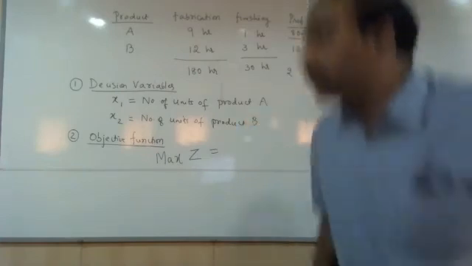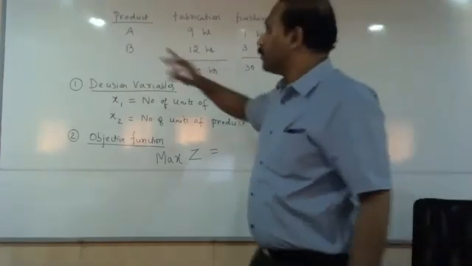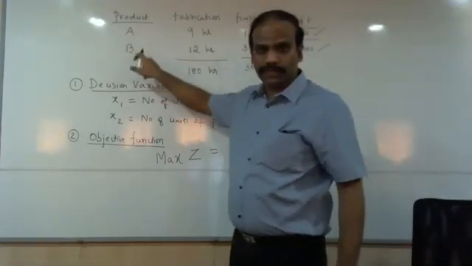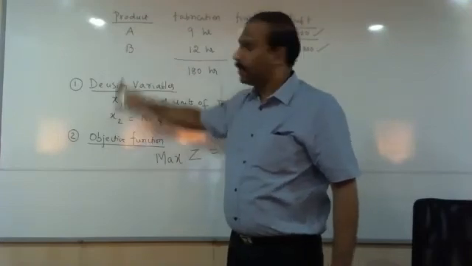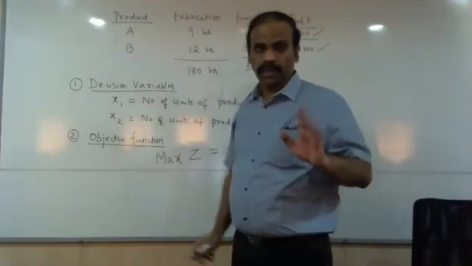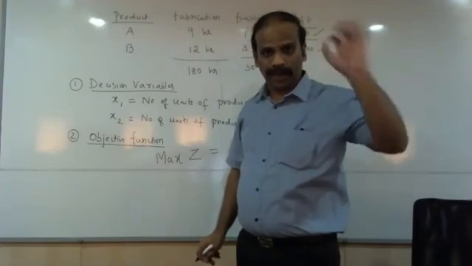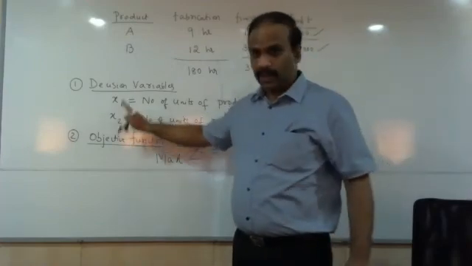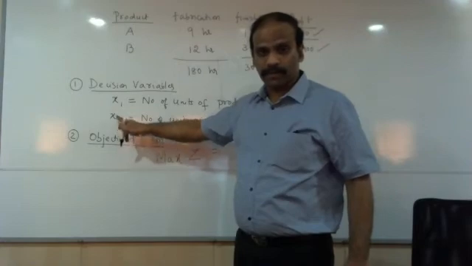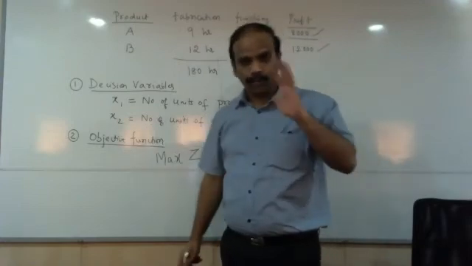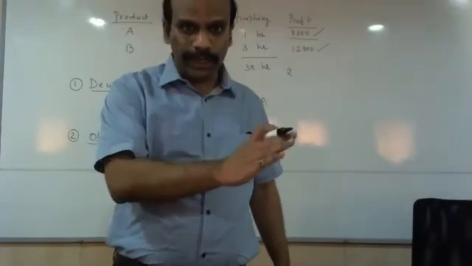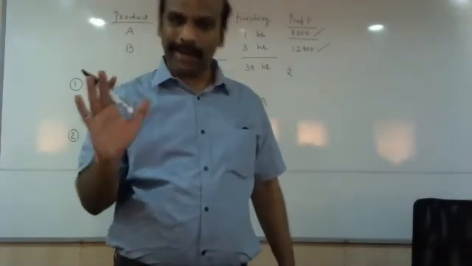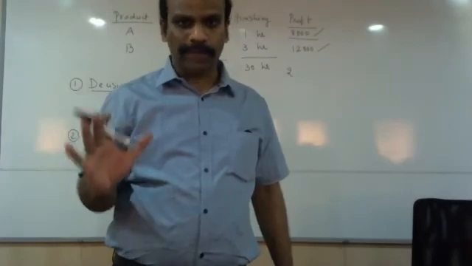Very simple. Please go back to your data. We know that there are basically two types of products, A and B. A I have defined as x1 and B I have defined as x2. The number of units of A you manufacture is called x1 and the number of units of B you manufacture is called x2. Now, to find the total profit, what is the simple equation? Number of units into the profit value. Am I right? How do you calculate total profit?